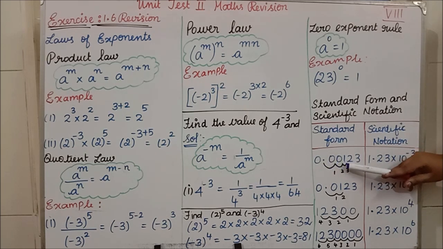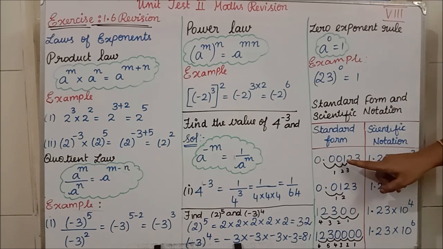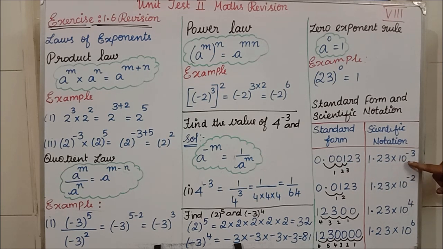1, 2, 3. So when you are coming from left to right, what will it become? It will become a negative power. See what I am writing: 1.23 into 10 power, I have moved 3 places, so into 10 power minus 3. Clear, students, all of you?